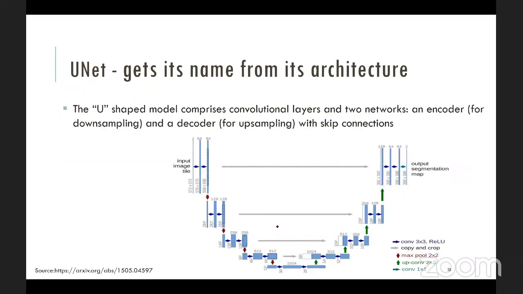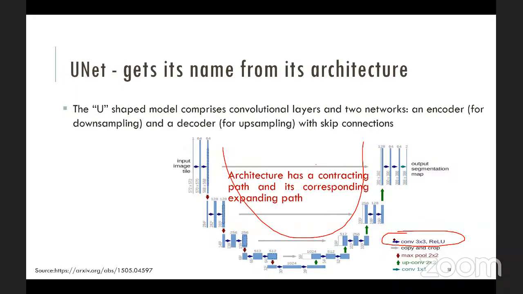Okay. So why is it called U-Net? It is actually getting its name from its architecture. You can see this U-shape architecture there, right? And this U-shape architecture is comprised of convolutional layers mainly. You can see here, convolutional layer. And then we have two networks here, right? Encoder, decoder. So the encoder is there for downsampling, and the decoder is used for upsampling, right?